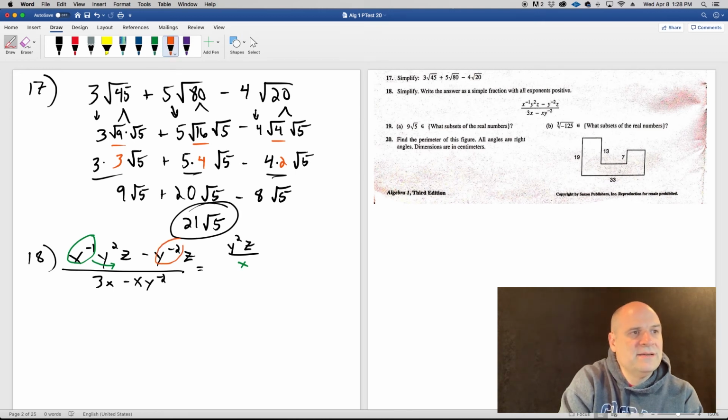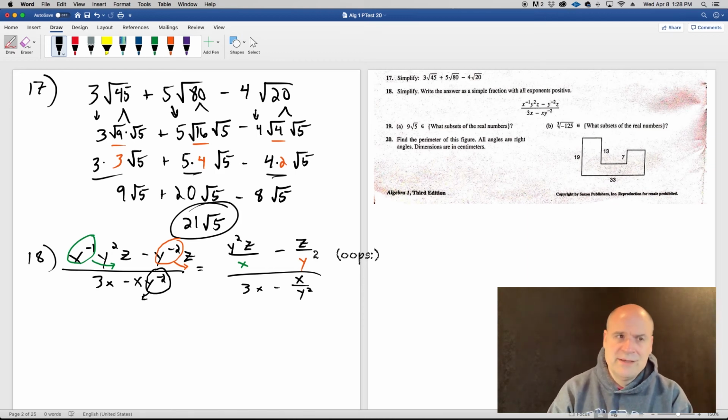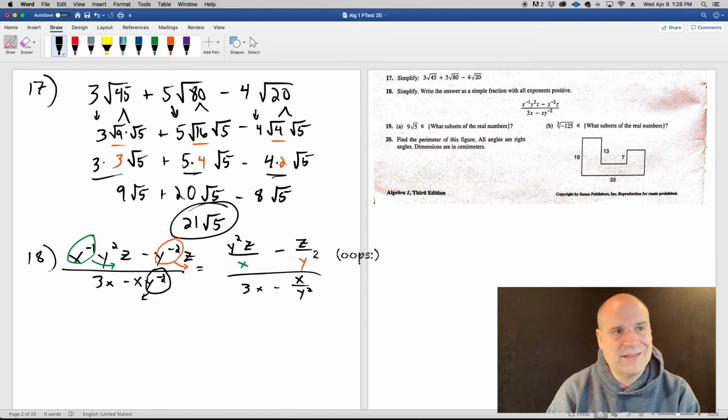All right, and then what about this one? Well, this guy will go downstairs. So this is minus z over y, okay? And then over here, we just have 3x minus, well, let's put that y to the negative 2 downstairs as a y squared. So this is over y squared. Okay? So now we have a subtraction problem of fractions on top and then a subtraction problem of fractions on the bottom. So let's subtract the fractions.